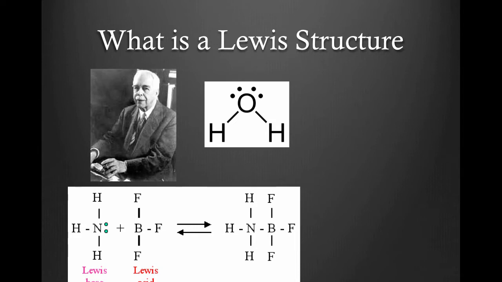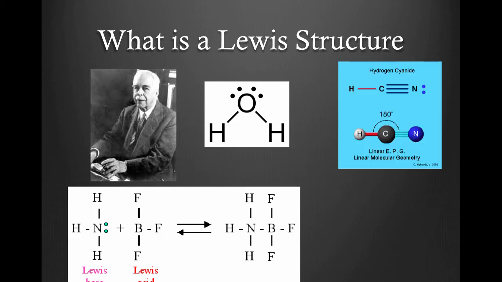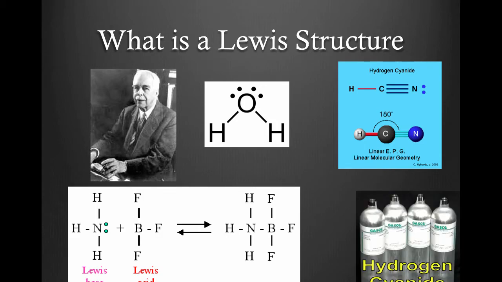He is also known for describing a different form of acids and bases, the Lewis acid and the Lewis base. A Lewis base donates a pair of electrons, you can see in green, and a Lewis acid is defined as one that accepts the electrons. He was found in his laboratory after working with some hydrogen cyanide. So here's the Lewis structure of hydrogen cyanide.